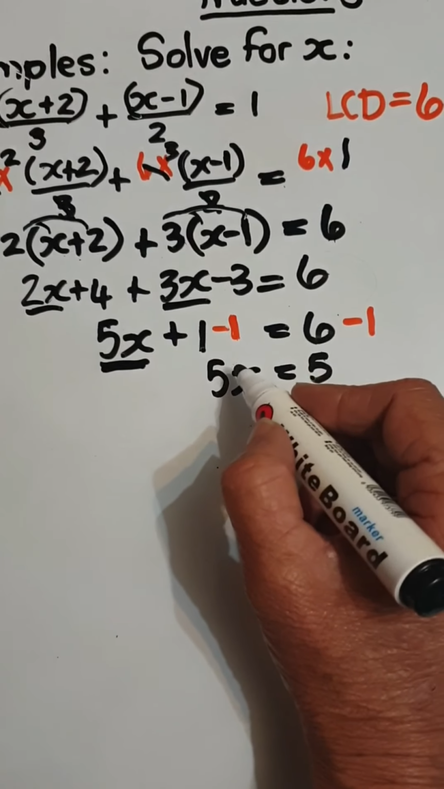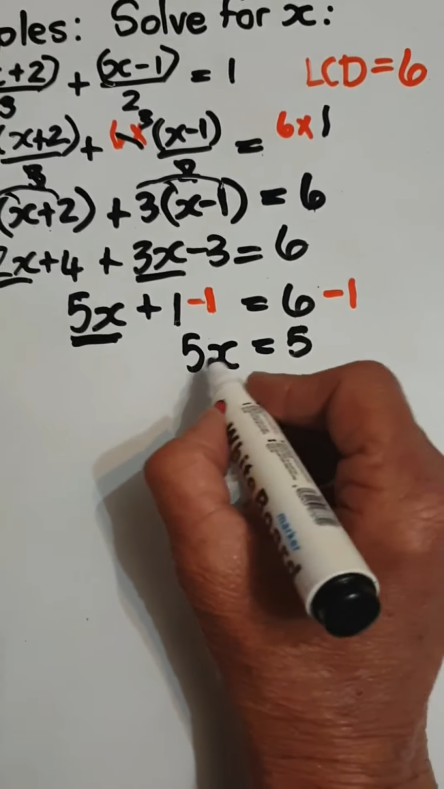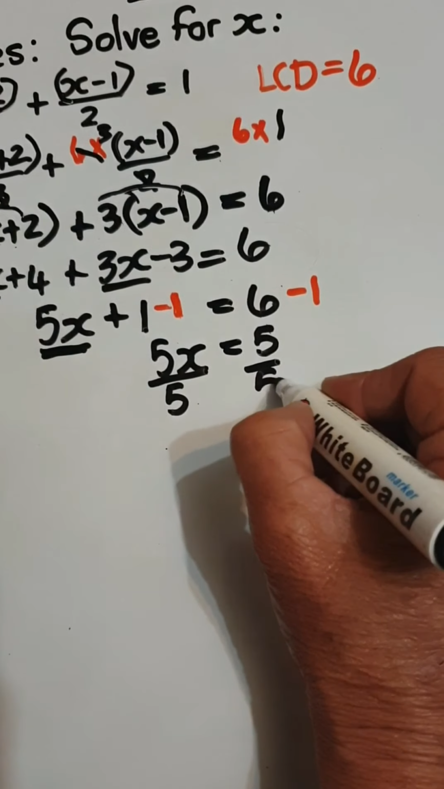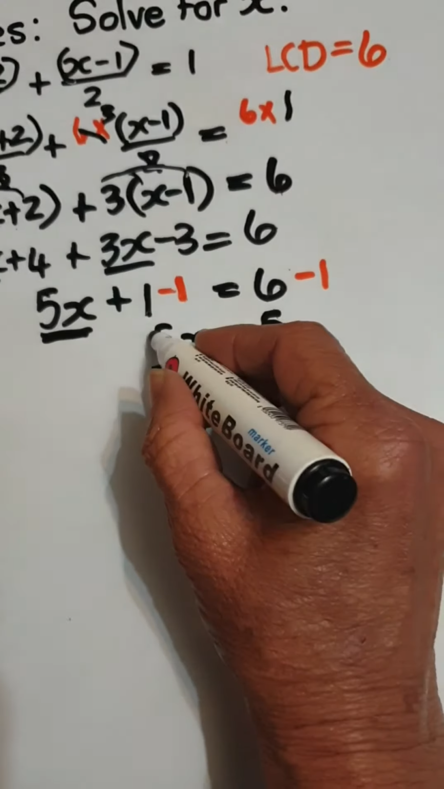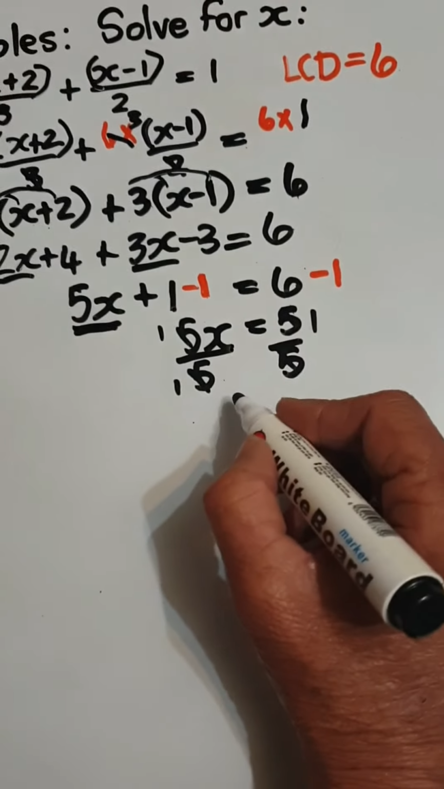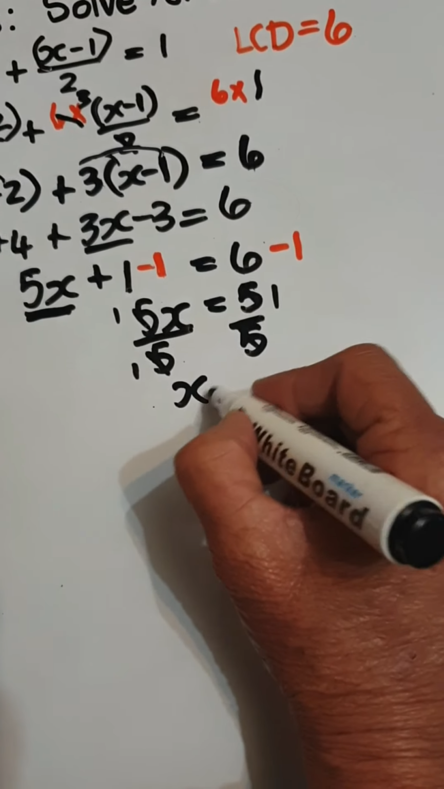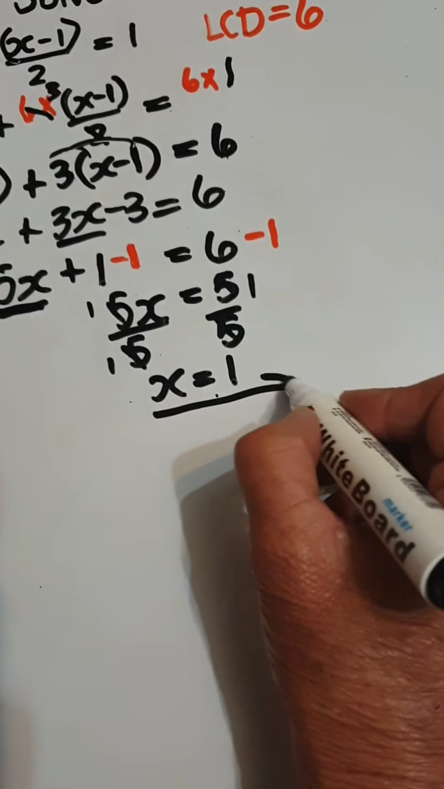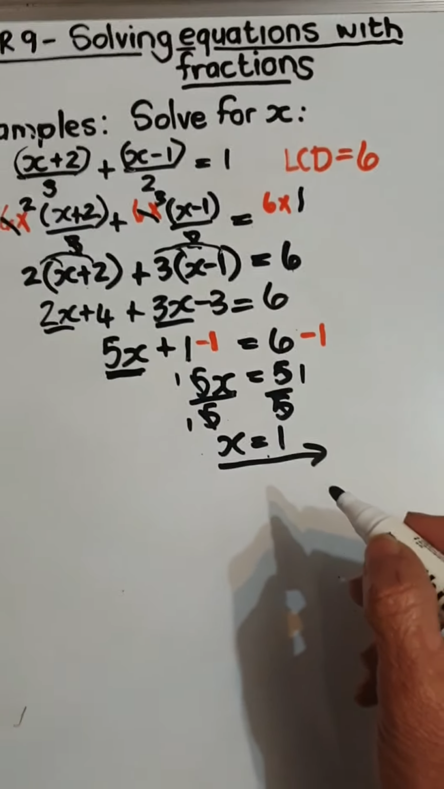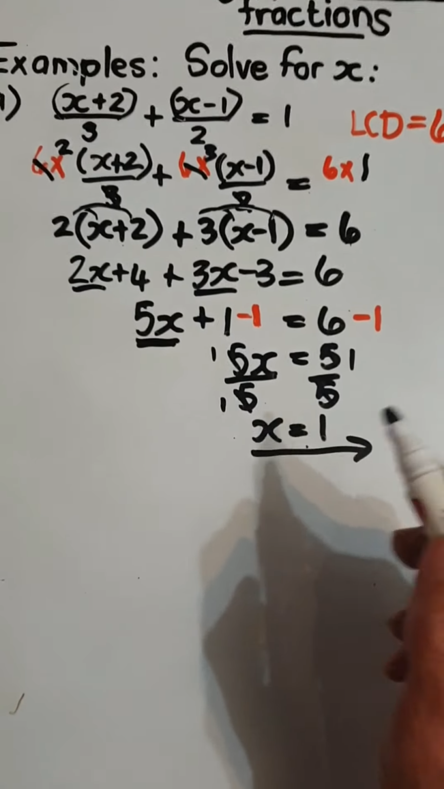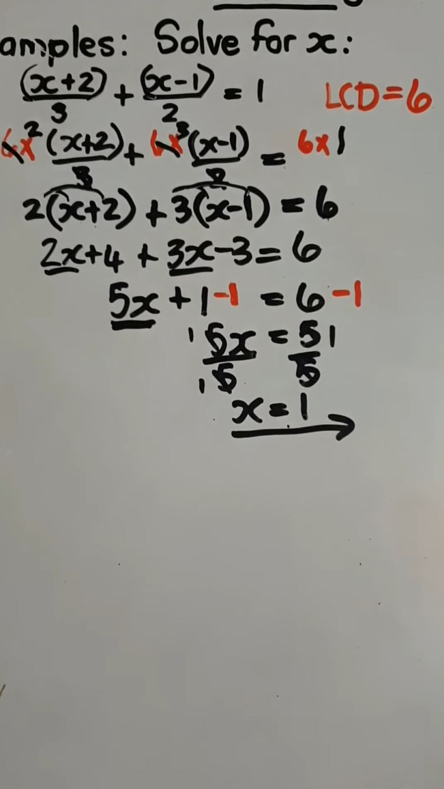I don't want 5 times x, so I use inverse operations and I divide with 5 on both sides. So this 5 will go into that 5 once, this 5 will go into that 5 once, and I will get x equal to 1. So the root or the solution of my equation is x must be equal to 1. So that is the one way you can do it.